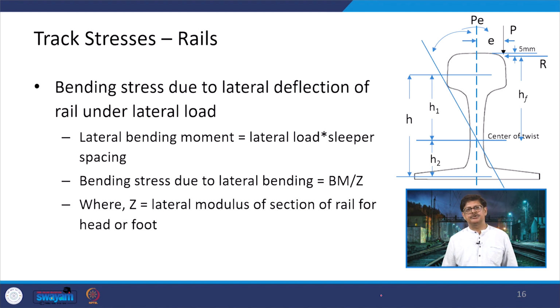Now, there is a bending stress due to the lateral deflection of the rail under the lateral load. So, whatever lateral load is there, because of that some deflection may get induced here. So, when this deflection gets induced, we are considering how the stresses will be induced, and that is what is to be calculated now. So, lateral bending moment is lateral load multiplied by the sleeper spacing, and the bending stress due to the lateral bending will be the bending moment which we have calculated divided by Z, the same way as we have done previously. Z is nothing but the lateral modulus of section of the rail for either head or foot.